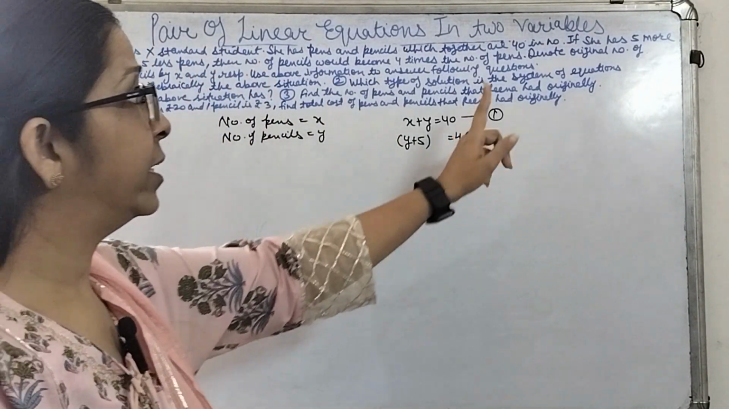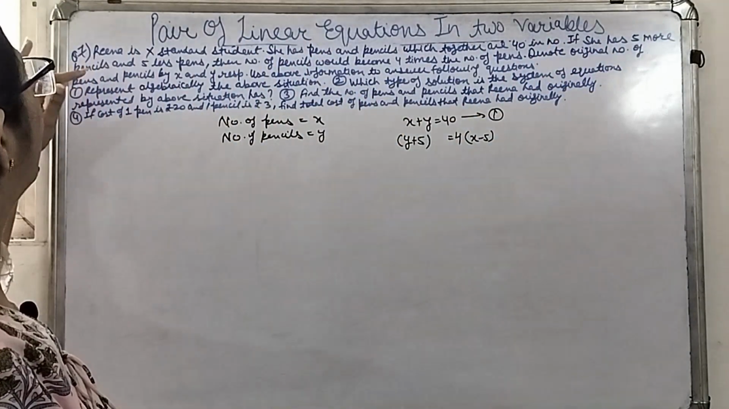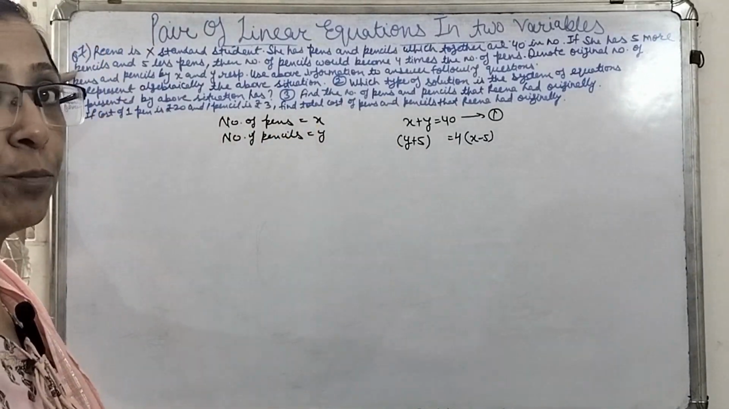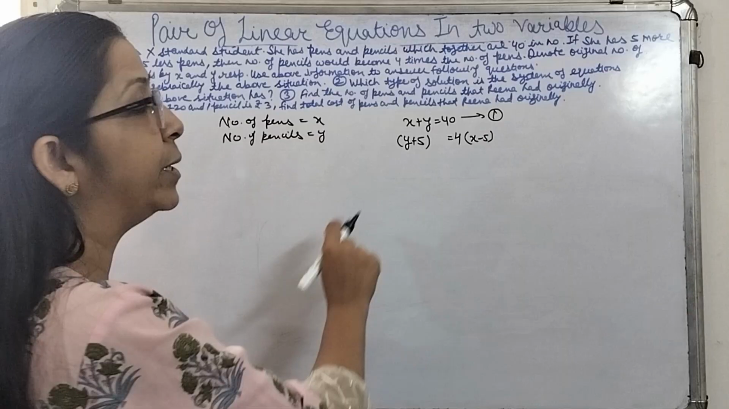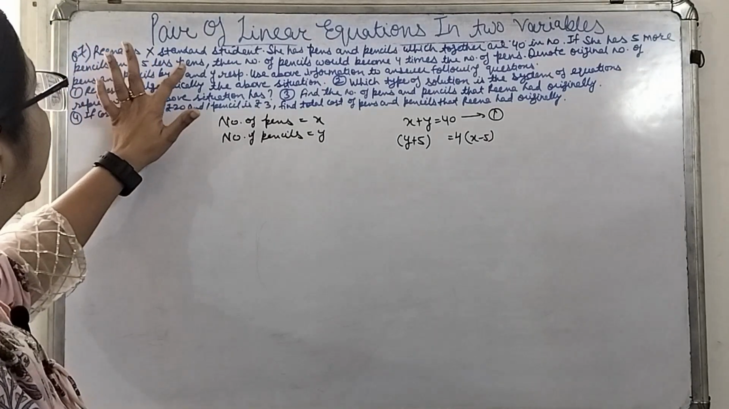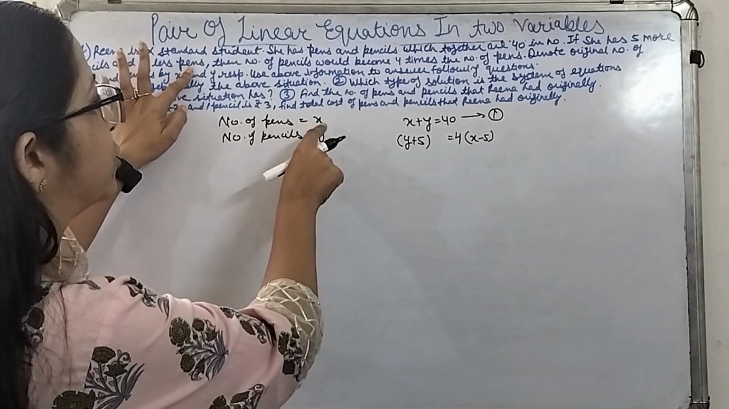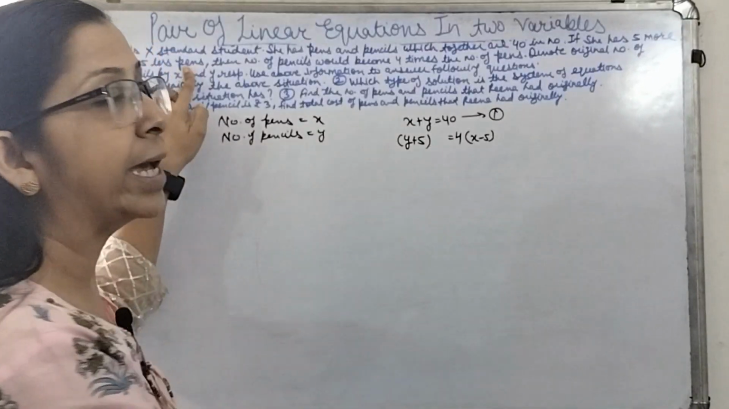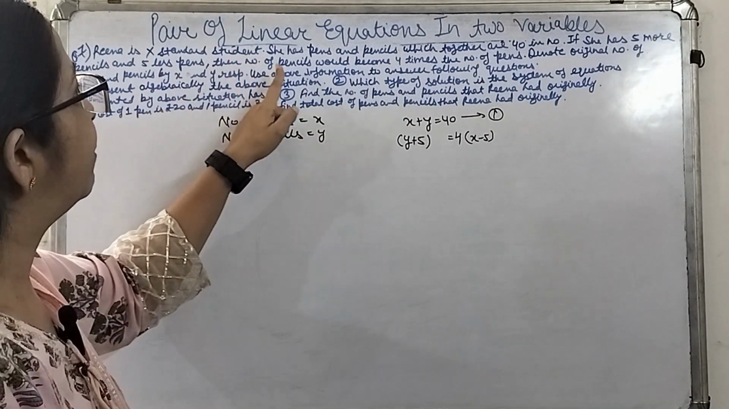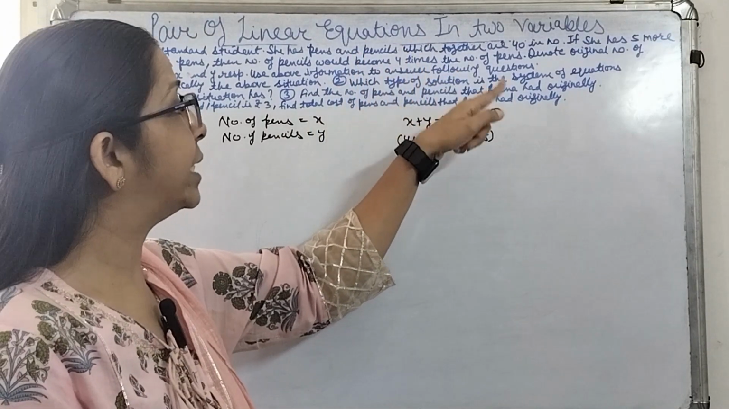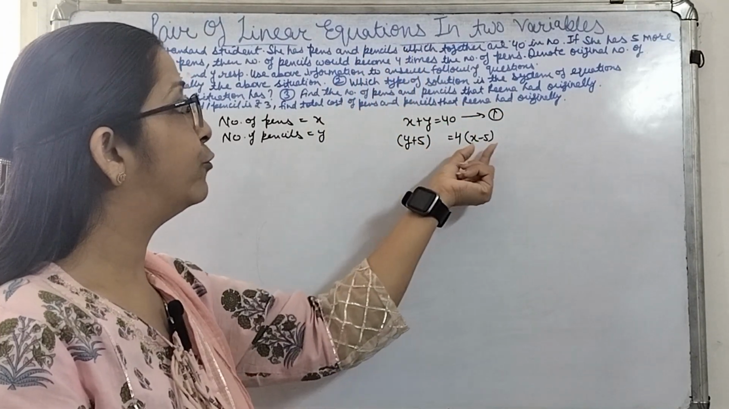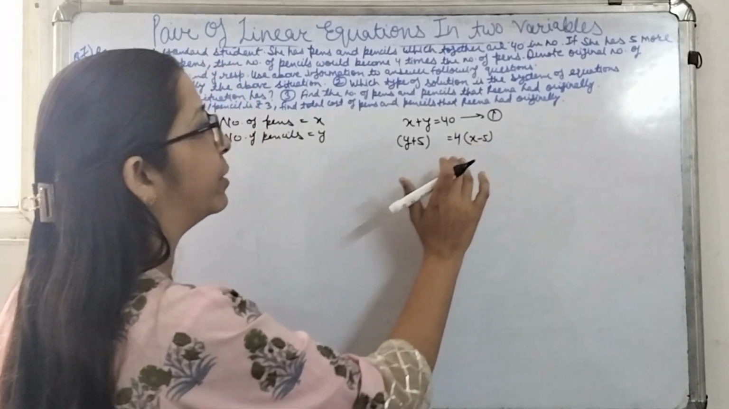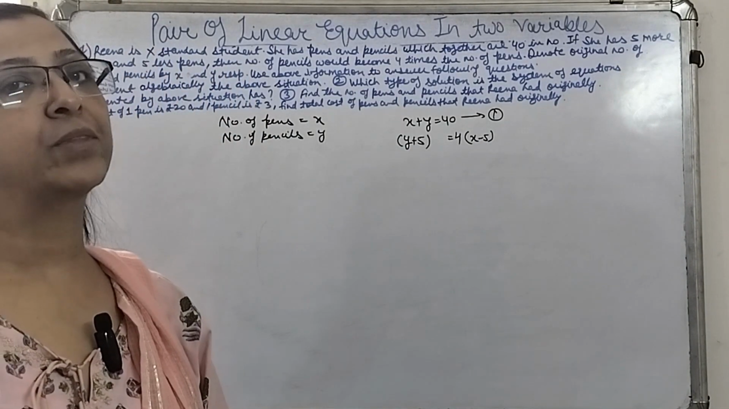See the condition again. If she has 5 more pencils, initially pencils were y. Now if she is having 5 more pencils, that means number of pencils will be y plus 5. And 5 less pens, initially number of pens were x. Now the number of pens is 5 less, that is x minus 5. Then number of pencils would become 4 times, means this part will become 4 times of this part. That simply means if we are going to multiply this part by 4, both of them will become equal.